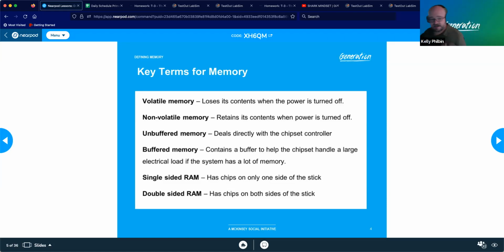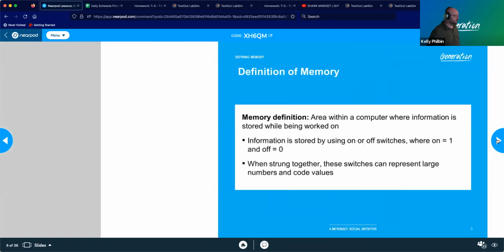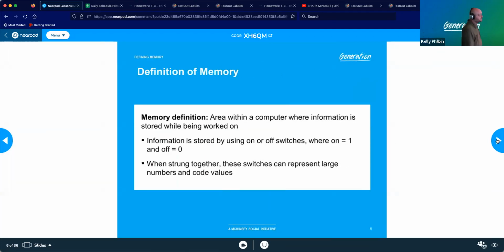Then we have single-sided and double-sided RAM, which basically means chips on either one side of the silicon wafer or both sides of the silicon wafer. It's pretty straightforward with regards to that. Those are just some basic terms we're going to use while we move forward.